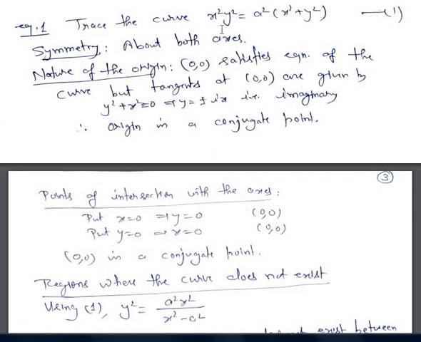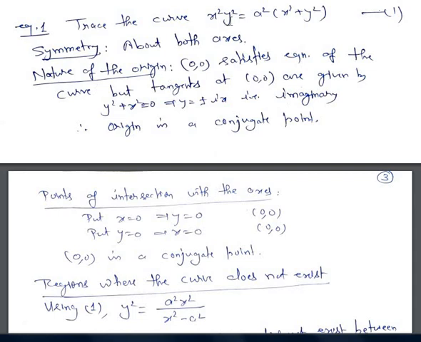So if all powers of x are even, then the curve is symmetric about the y-axis. If all powers of y are even, then the curve is symmetric about the x-axis. So in this case, therefore, we have symmetry about both axes. Second step is to find out the nature of the origin.